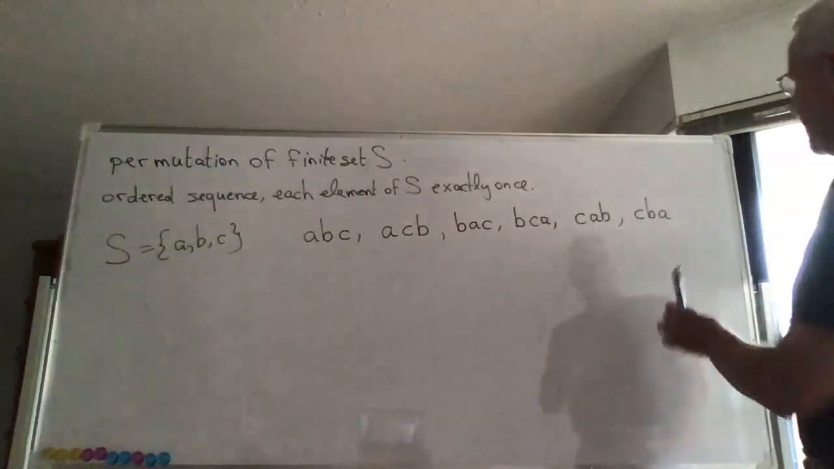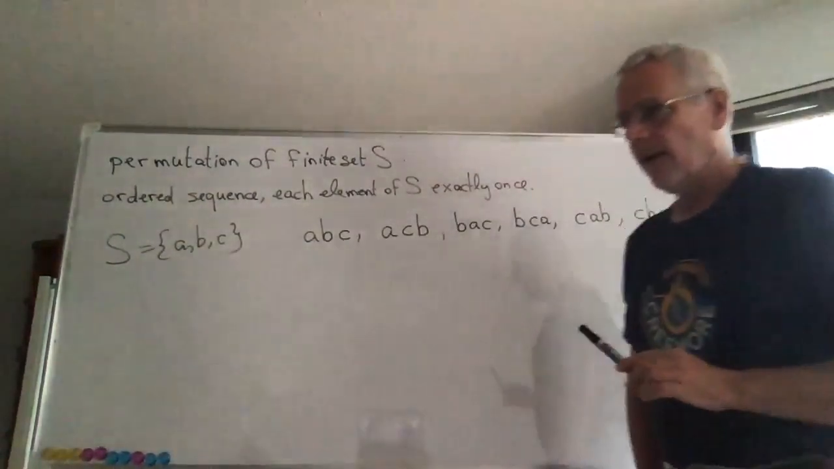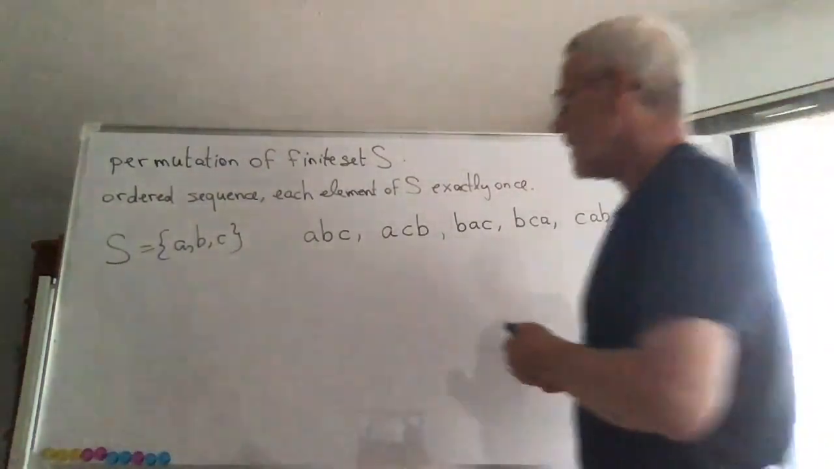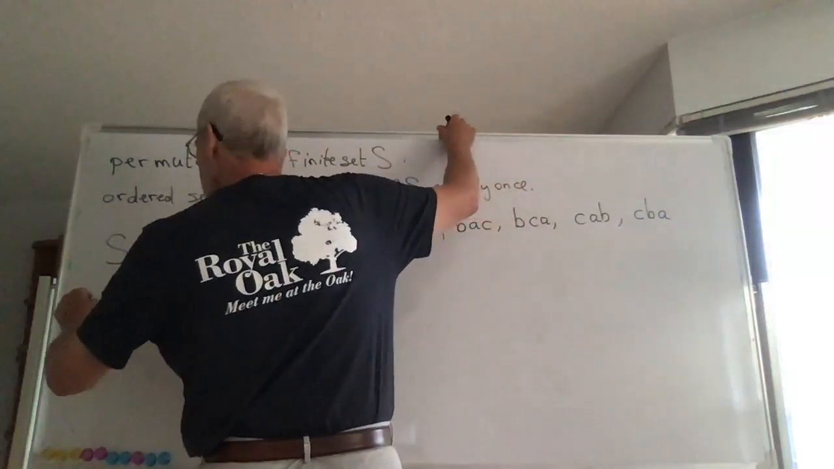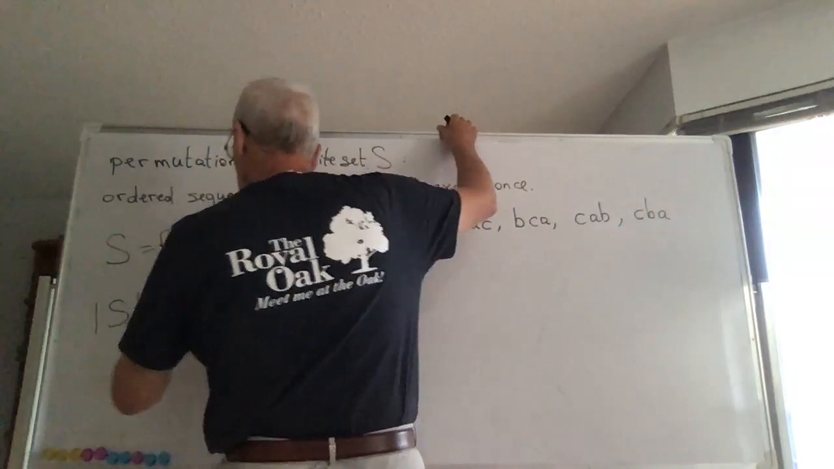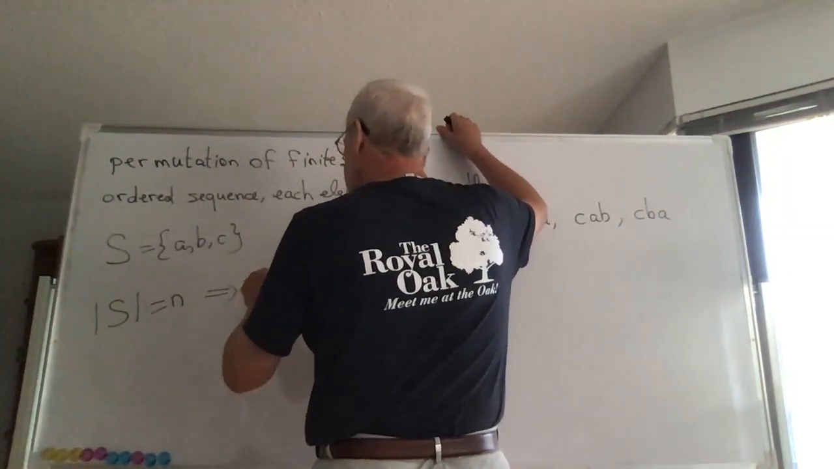And how many are there? It is 1, 2, 3, 4, 5, 6. So now in general, if your set has size n, how many permutations are there?